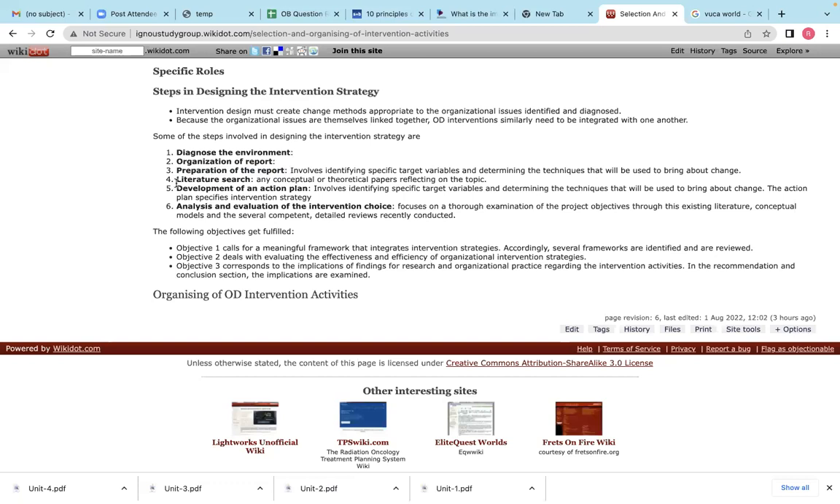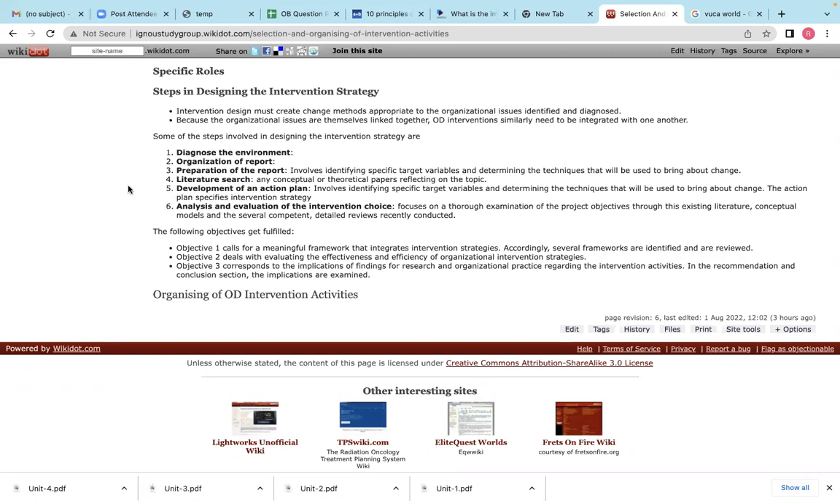Okay, and then fourth is literature search. So what is literature search here? We talked about choosing the relevant interventions, what is the strategy, etc. There are process models and content models, which are already there within the organization and outside the organization, which have do's and don'ts kind of a thing, right? So you need to search that particular literature and then see what is best suited as far as this particular problem that you diagnosed.